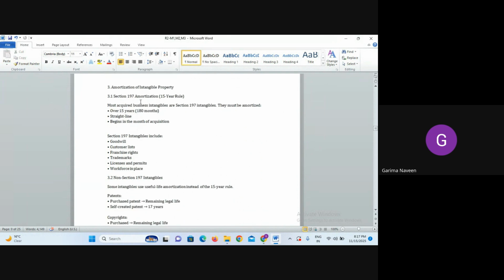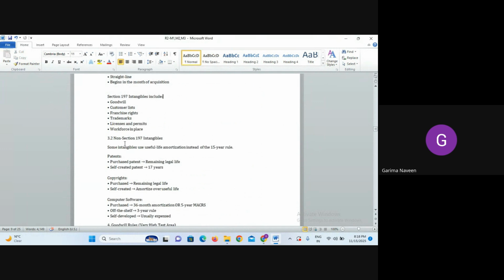So next is amortization of intangible property. If you are preparing your tax basis financial statement, then what should be the proper amortization method for this kind of intangible property? For section 197 amortization, if we have section 197 intangible property, then we need to amortize it over 15 years under the straight line method, which is 180 months, and it will begin in the month of acquisition.